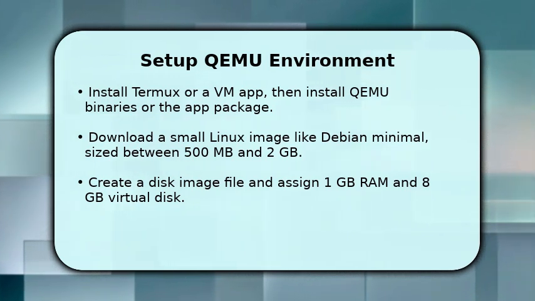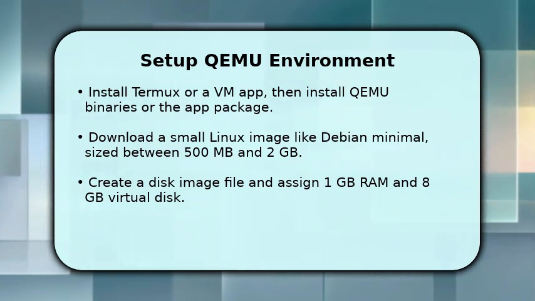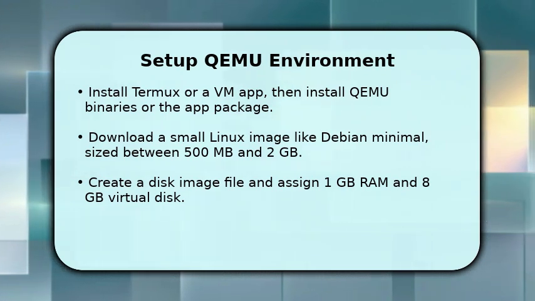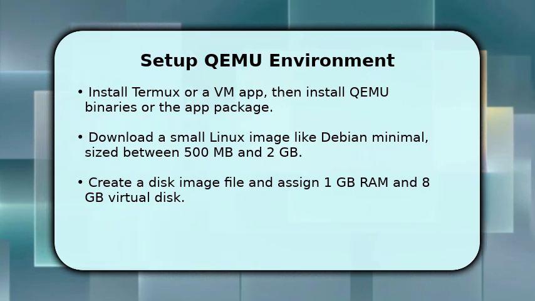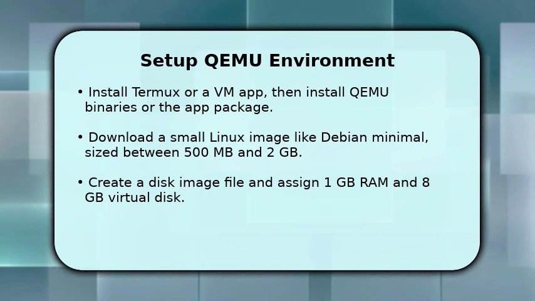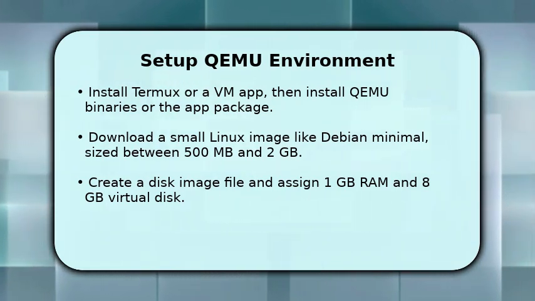Download a minimal Linux image such as Debian net install, sized between 500 MB and 2 GB. Create a virtual disk image file and set appropriate permissions. Assign 1 GB RAM and an 8 GB virtual disk for a usable desktop experience. Keep swap off unless you understand performance trade-offs and wear on flash storage.